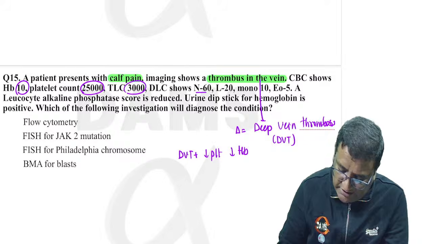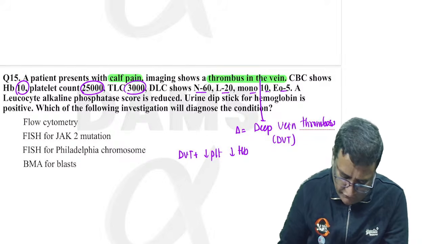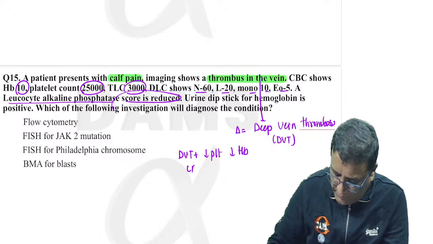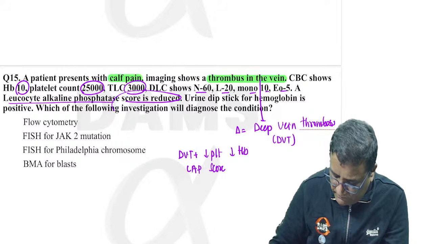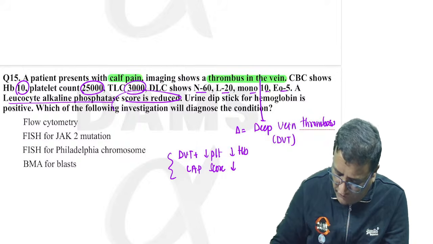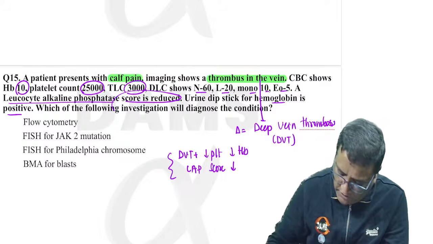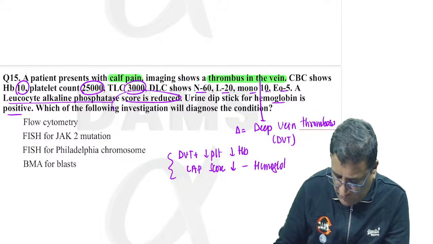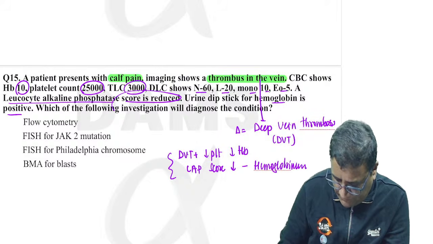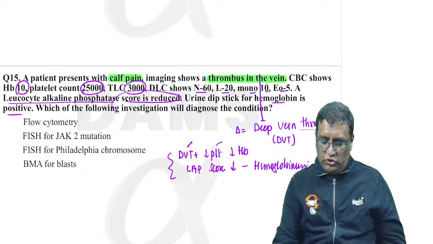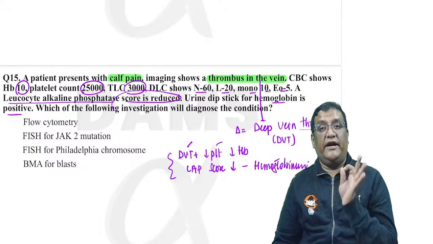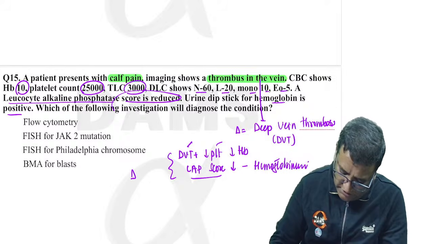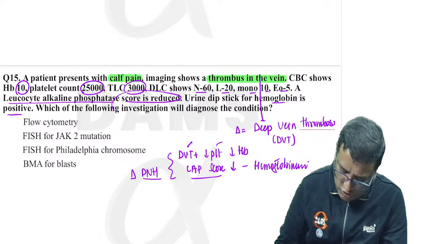DLC: neutrophils 60, lymphocytes 20, monocytes 10, eosinophils 5. Leukocyte alkaline phosphatase is reduced. LAP score is reduced. Urine dipstick for hemoglobin is positive, so there is also hemoglobinuria. What is your diagnosis? Thrombosis, thrombocytopenia, and hemoglobinuria is a classical triad of PNH. And LAP score is decreased, which is also in favor of PNH. So my diagnosis here is paroxysmal nocturnal hemoglobinuria.